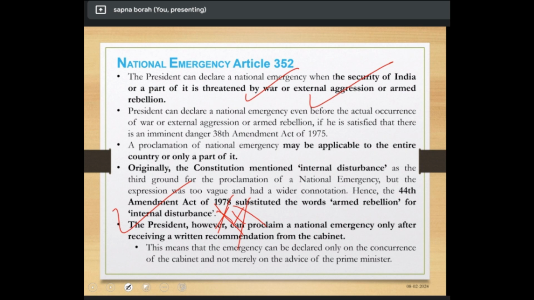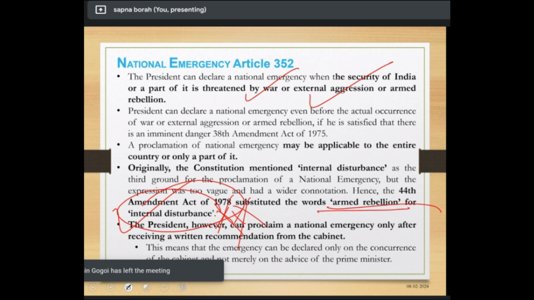So that is the difference. Internal disturbance becomes a very vague word with a wider meaning, difficult to interpret. Therefore the word internal disturbance was removed, and they substituted it with the word armed rebellion.